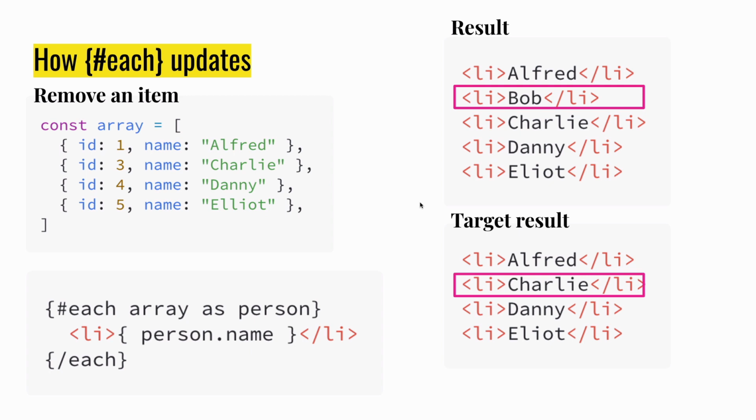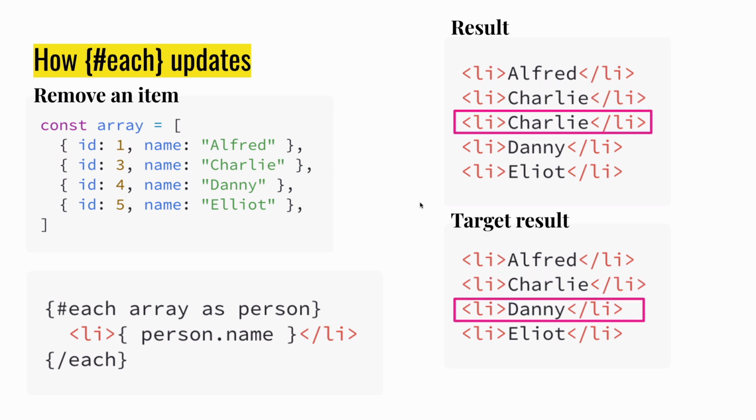But on the screen we have Bob. So we're gonna rename that. We're gonna update that list item to show Charlie instead. And then we'll move on to the next item. Next item, what we want to render, what we want to see on the screen is Danny. The third item is Danny, but what we have, the third item is showing Charlie. So we'll update the list item, change it to Danny.